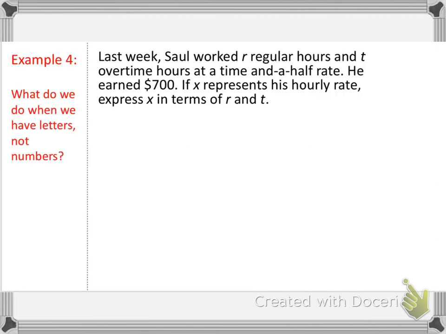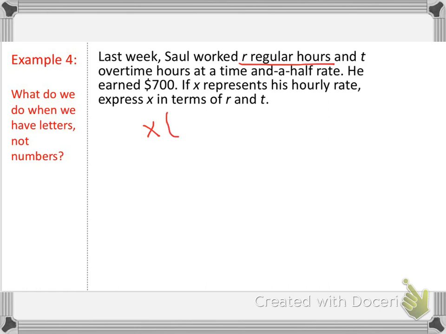And then example 4. So what do we do when we have letters, not numbers? Last week, Saul worked R regular hours and T overtime hours at a time and a half rate. He earned $700. If X represents his hourly rate, express X in terms of R and T. So we know he works R regular hours, and he gets paid this hourly rate. If I want to figure out how much he gets paid, I have to multiply it by the time.